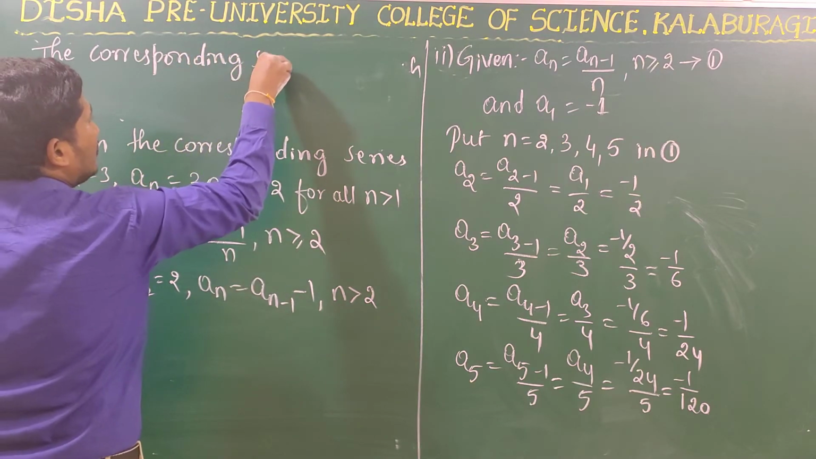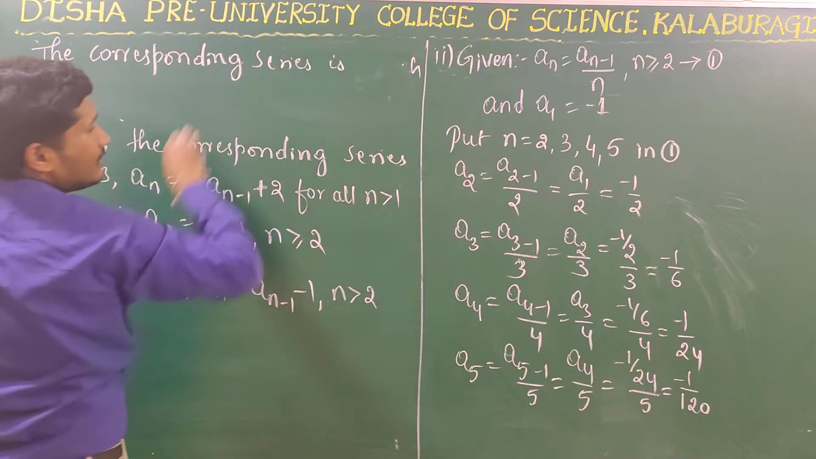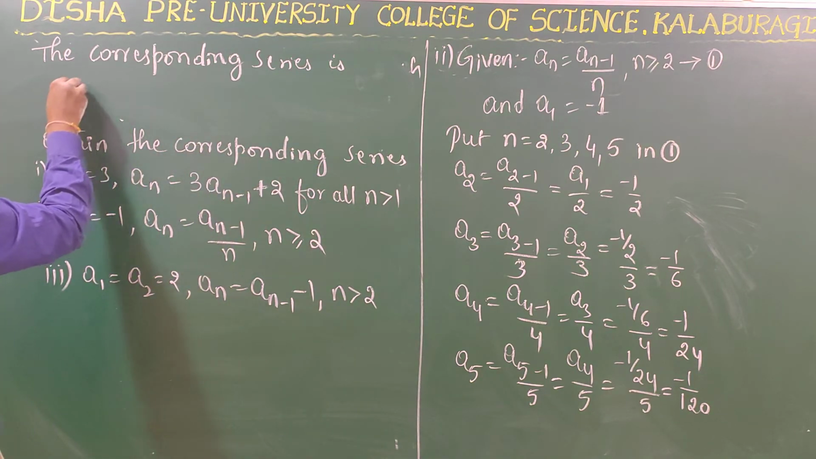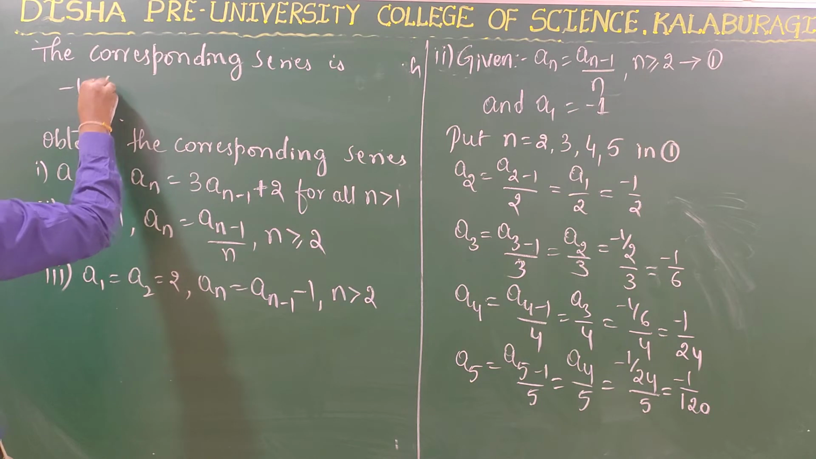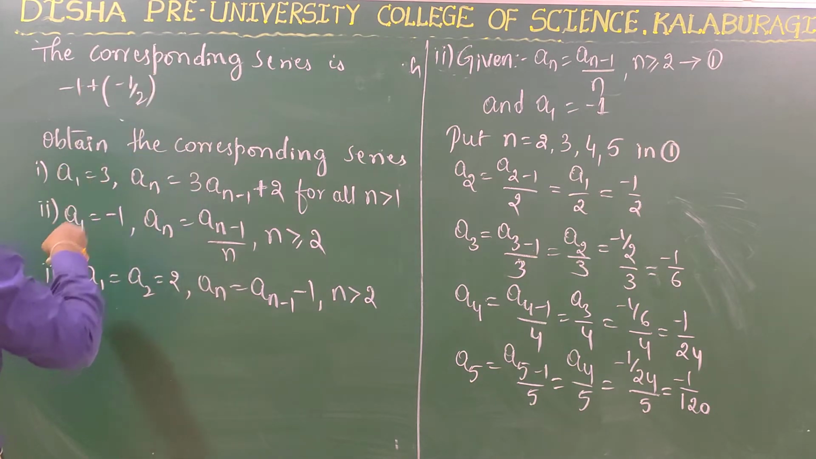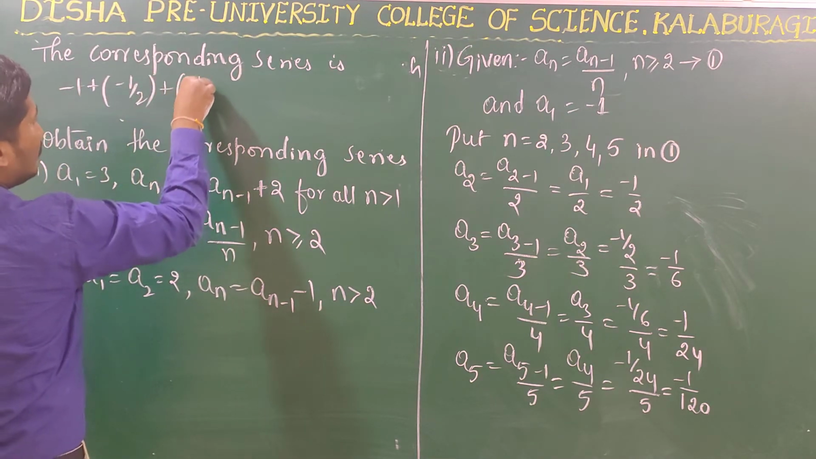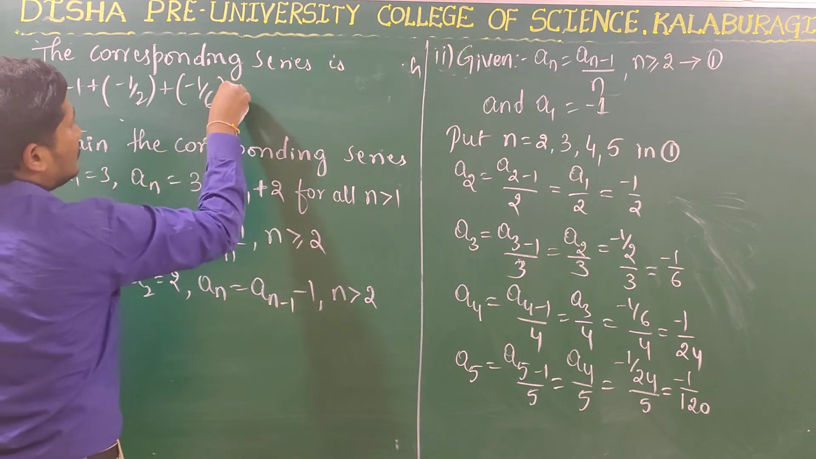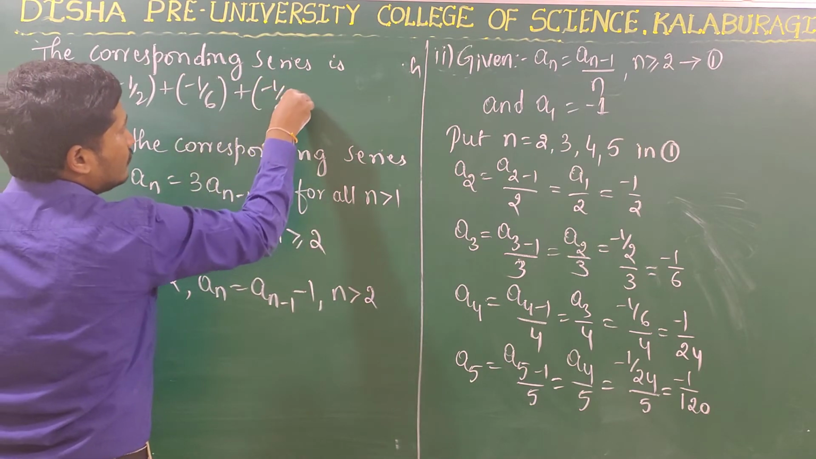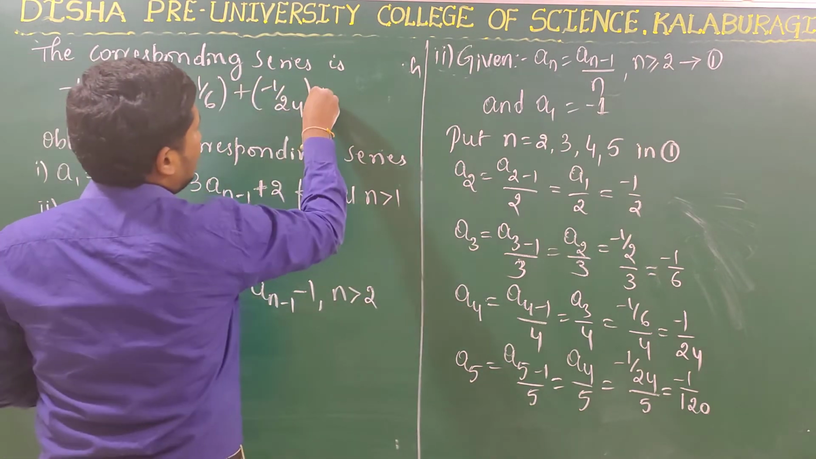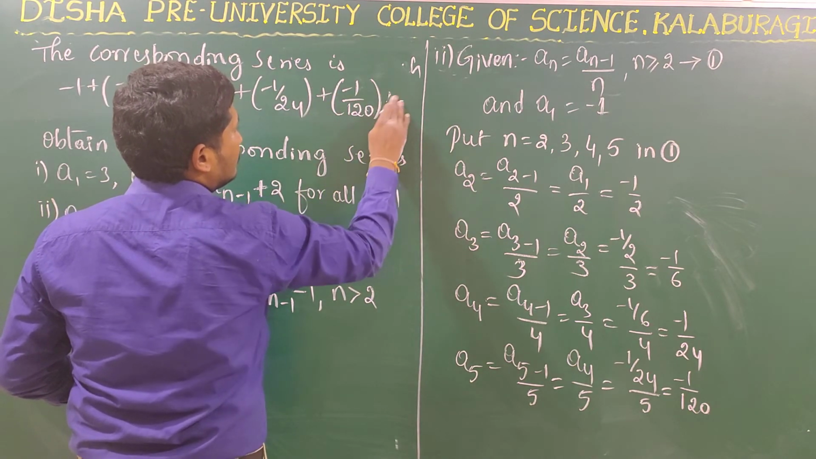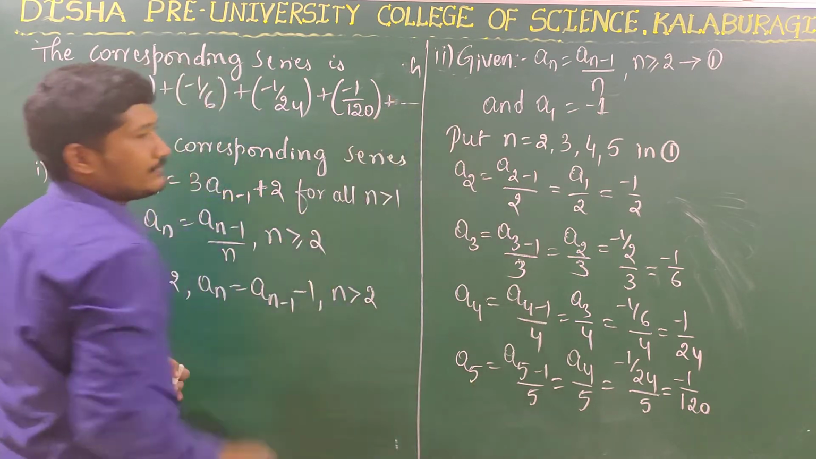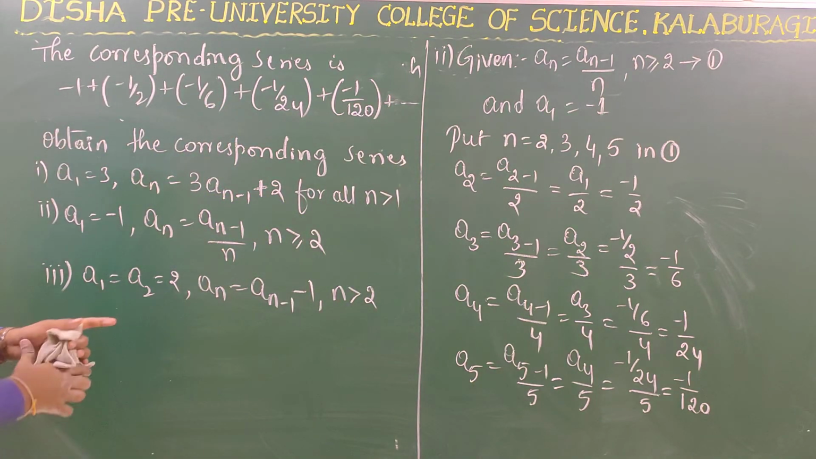The corresponding series is minus 1 plus of minus 1 by 2 plus of minus 1 by 6 plus of minus 1 by 24 plus of minus 1 by 120 plus so on. Right? So you can also write this like this.